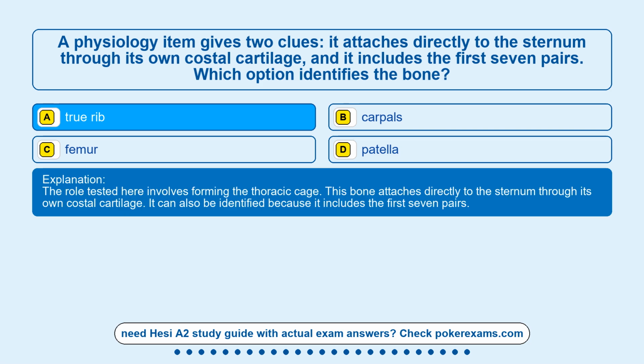The role tested here involves forming the thoracic cage. This bone attaches directly to the sternum through its own costal cartilage. It can also be identified because it includes the first 7 pairs.